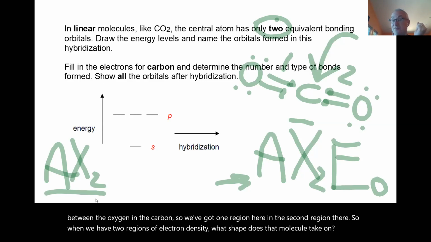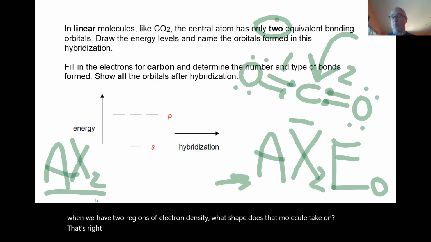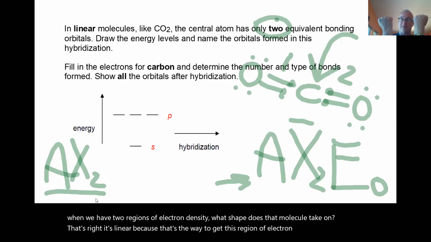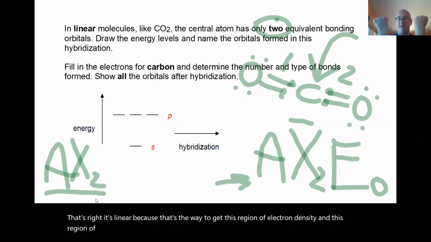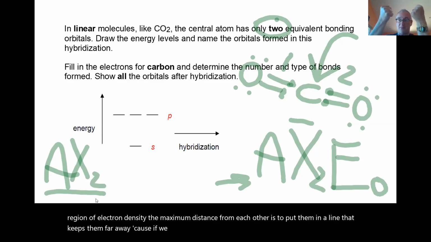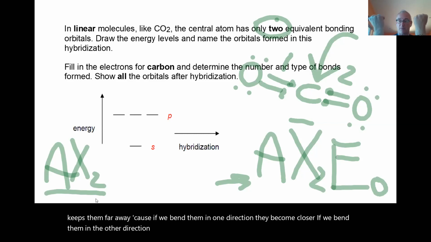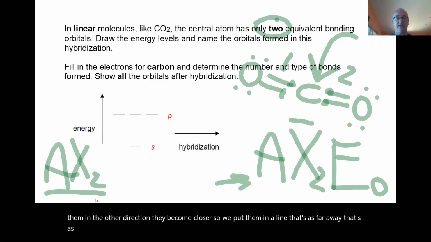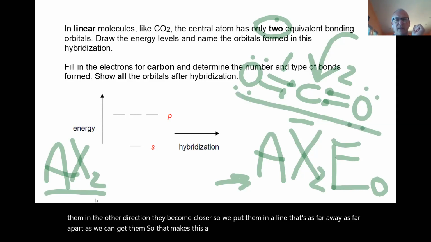Linear. That's right, it's linear, because that's the way to get this region of electron density and this region of electron density the maximum distance from each other. We put them in a line that keeps them far away, because if we bend them in one direction, they become closer. If we bend them in the other direction, they become closer. So we put them in a line that's as far apart as we can get them. So that makes this a linear molecule.